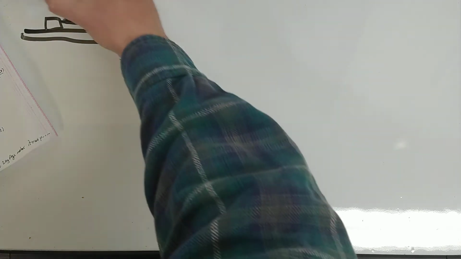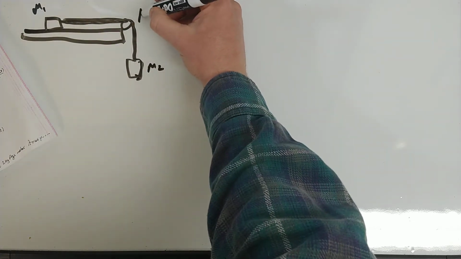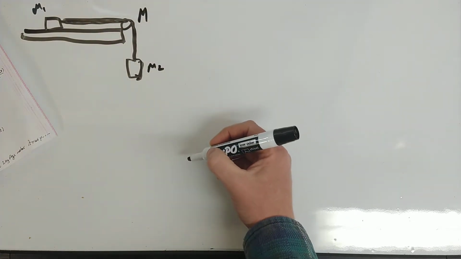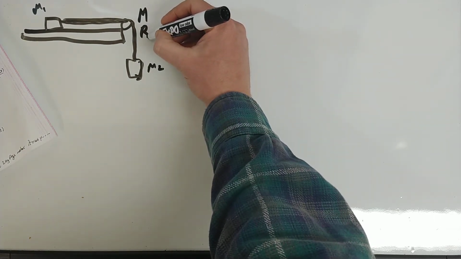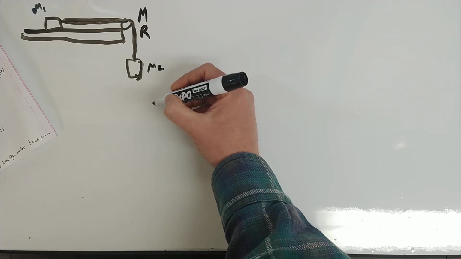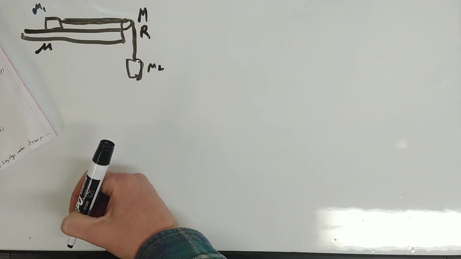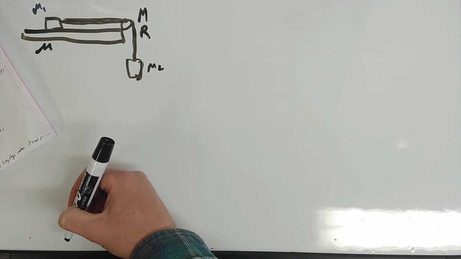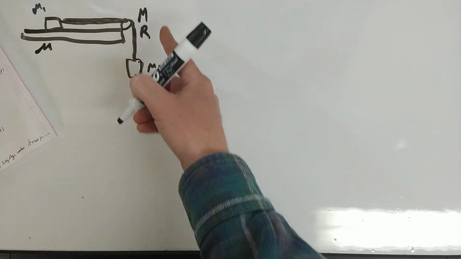So I'm going to call these M1, M2, and capital M for the pulley. The pulley has a radius R. Those are all given to us in the problem. There's a coefficient of friction on the desk, that's given to us too. And it asks us to first draw force diagrams for each object. So I'll do those up here. I'm going to go from left to right.